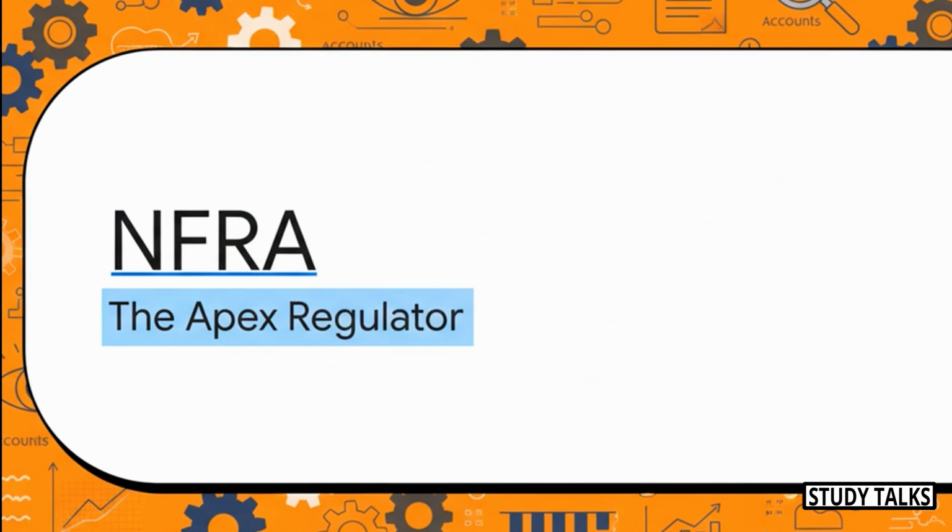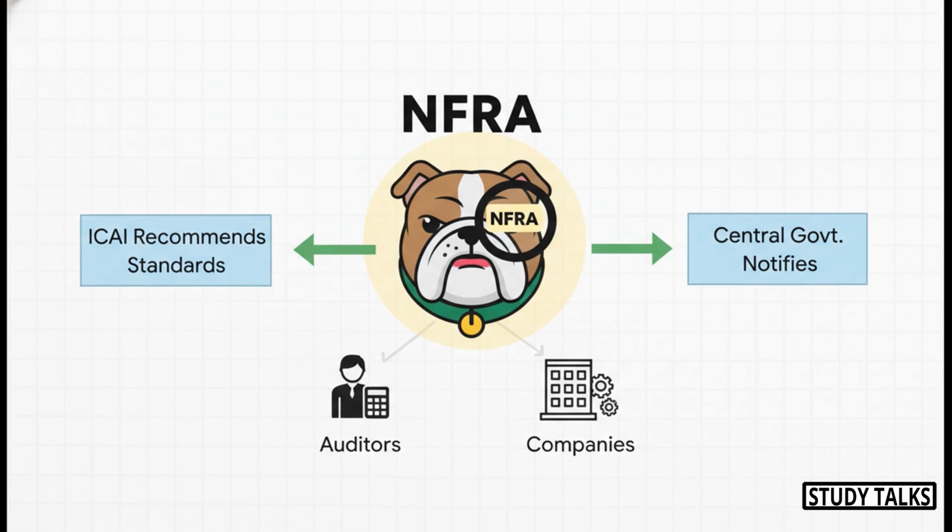All right, we've talked about how companies prepare their own accounts and check their own work. Now let's talk about the super regulator, the big boss that watches over everyone. Let's talk about NFRA, the National Financial Reporting Authority. So what is NFRA? Just think of it as the ultimate watchdog. It keeps an eye on auditors, it keeps an eye on companies. Basically, it oversees the entire accounting and auditing world. And it's independent. Its whole job is to make sure reporting quality is high.